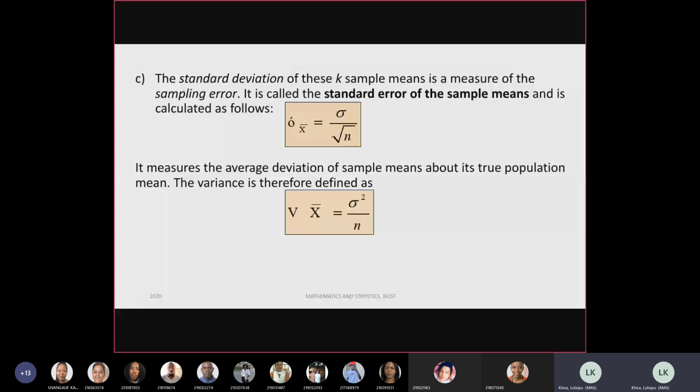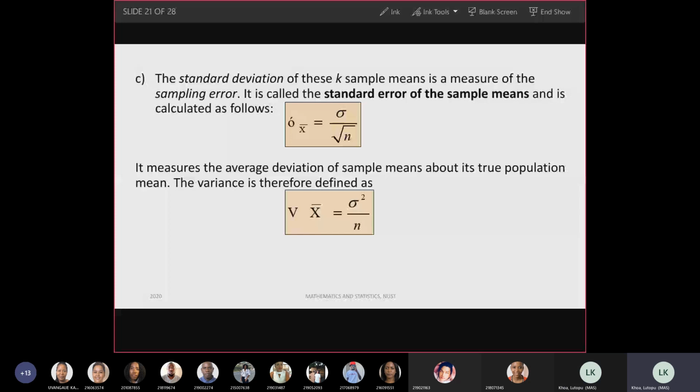Then the standard deviation of these k samples is the measure of the sampling error. So over here, this is the sampling error of your averages, what sampling means. And then over here, this should be X bar, that one, or you can put it in brackets like that.